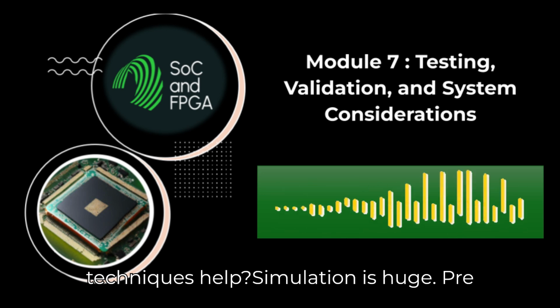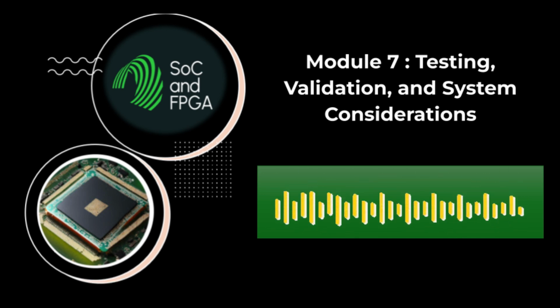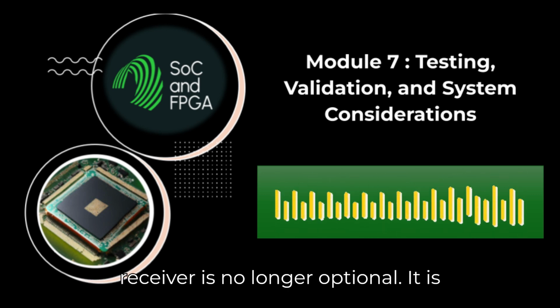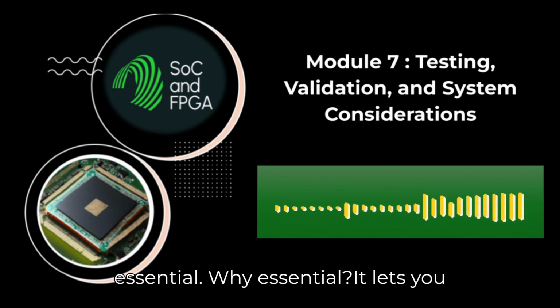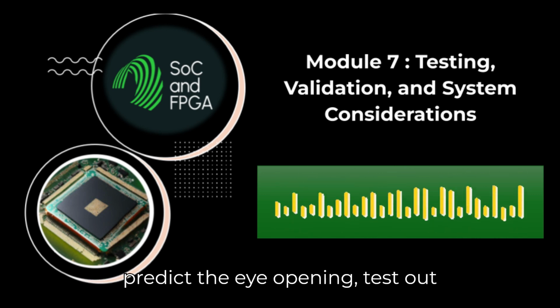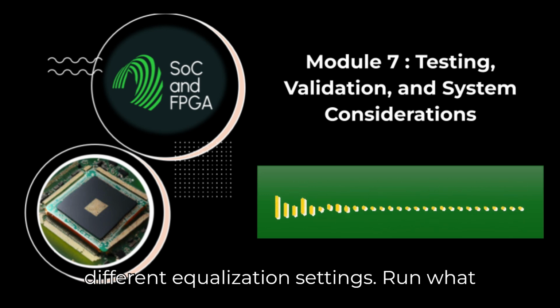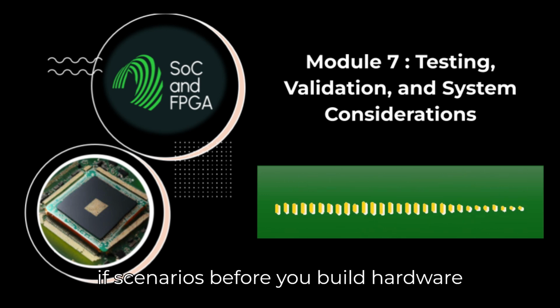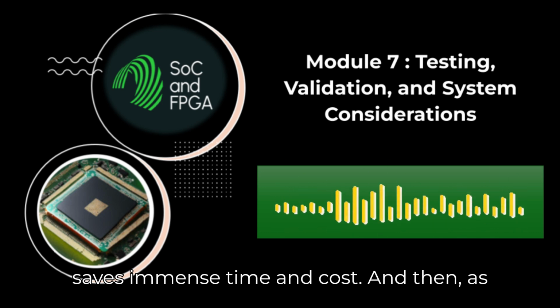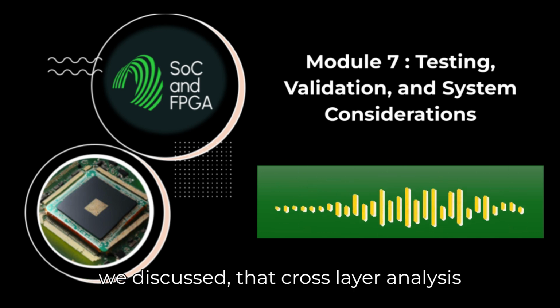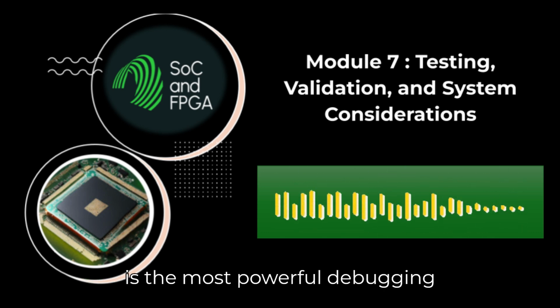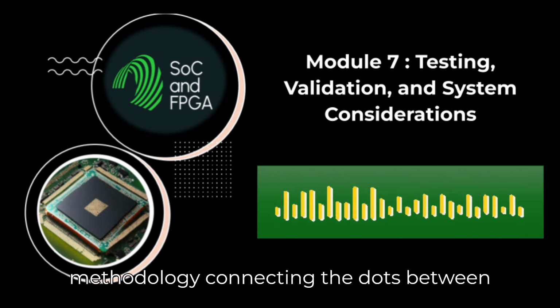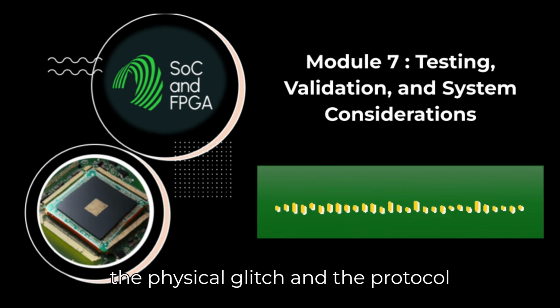Simulation is huge. Pre-silicon channel simulation using good IBIS-AMI models for the transmitter and receiver is no longer optional. It is essential. Why essential? It lets you predict the eye opening, test out different equalization settings, run what-if scenarios before you build hardware, saves immense time and cost. And then, as we discussed, that cross-layer analysis is the most powerful debugging methodology. Connecting the dots between the physical glitch and the protocol error.